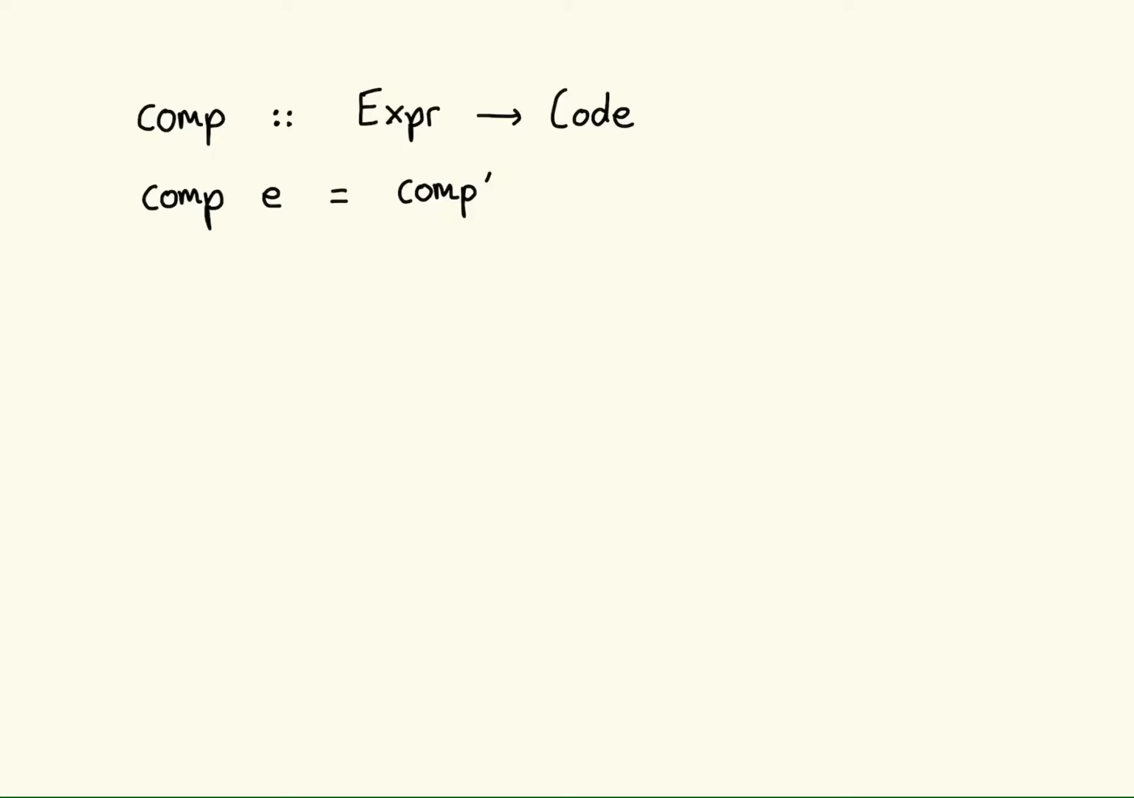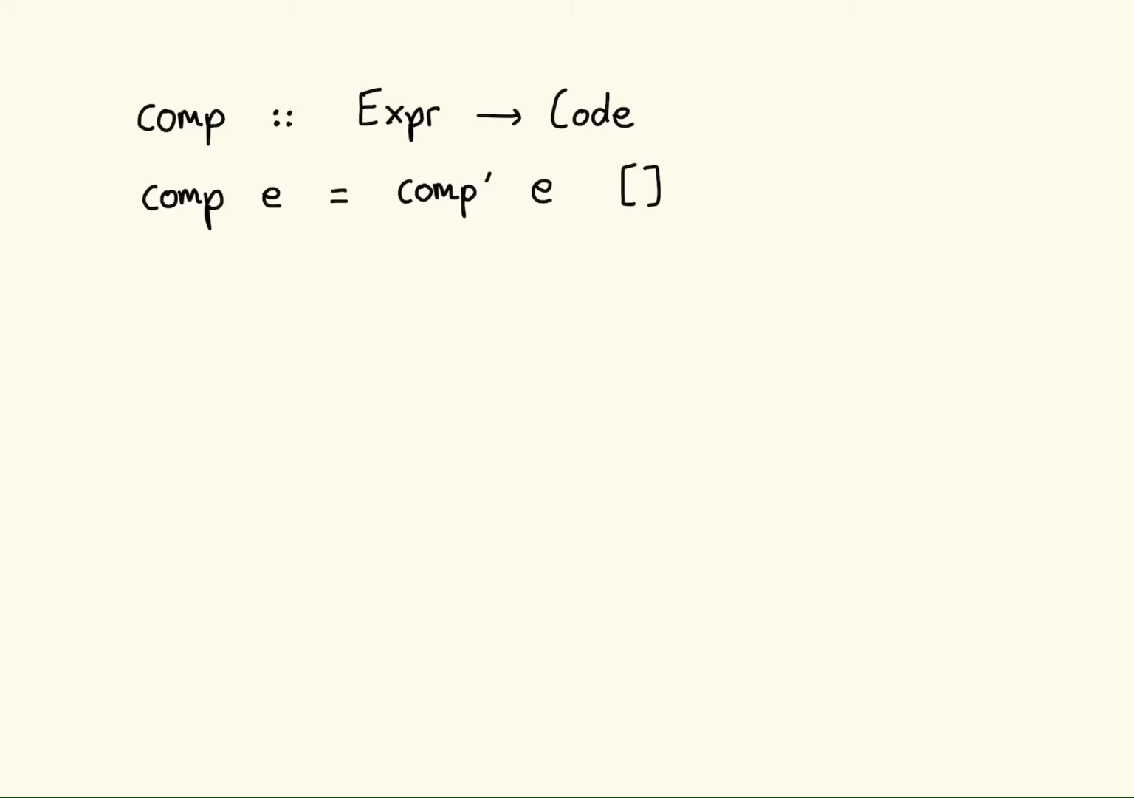So comp prime is going to take an expression to compile, which in this case will be E, and then it's going to take a list comprising some code to append on the end. This is our accumulating parameter, and initially this accumulating parameter is going to be empty. So what we could do at this point is formulate an equational specification for what comp prime is supposed to do. This is very straightforward. It just compiles the expression and then appends the list on afterwards.